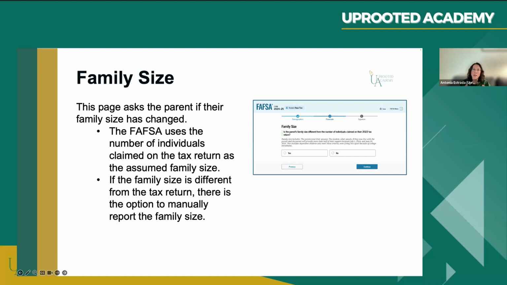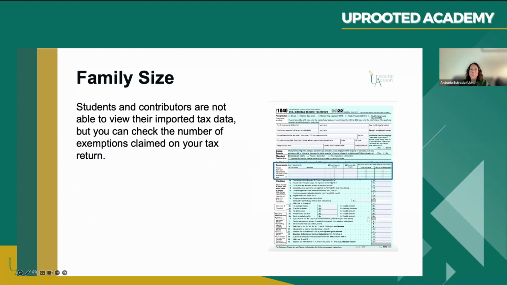of a child. Again, for the 24-25 FAFSA, tax return information from 2022 is being used. So then a child might have been born since the tax return was filed, or another reason that the family size might be different is because of a divorce arrangement. So students and contributors are not able to view or edit their federal tax information that's been transferred from the IRS electronically because of security and privacy issues.